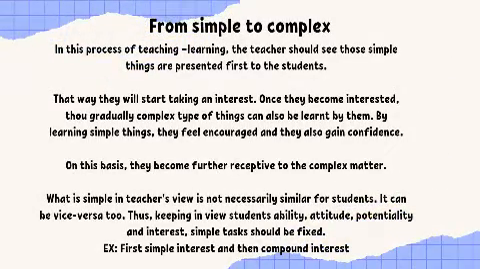From simple to complex. In the process of teaching and learning, the teacher should see that simple things are presented first to the student. That way they will start taking an interest. Once they become interested, gradually complex things can also be learned by them. By learning simple things, they feel encouraged and they also gain confidence. On this basis, they become more receptive to complex matter.